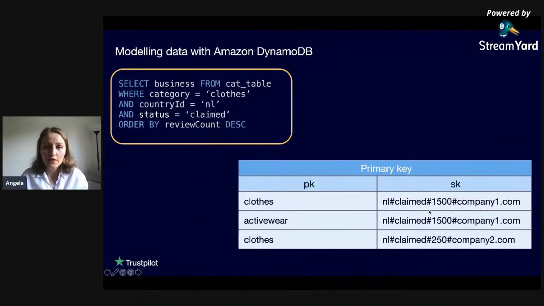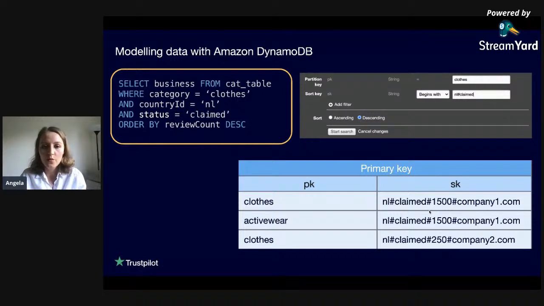But now going back to the query that I was trying to answer, for the first query, I actually don't need the business unit ID, so I'll just leave that aside for now. But how do we answer that query with this table in DynamoDB? The way that we'll do it is, for our partition key, we'll put the category we want, which is clothes. And then for our sort key, we will choose begins with. And when it comes to the sort key, you actually have multiple options to choose from. So you can choose equal, of course, between, higher, lower, and so on. But in our case here, we want to use begins with. And then the value is NL and claimed. And we wanted the list to be ordered descending.